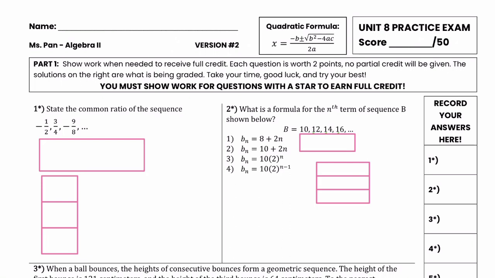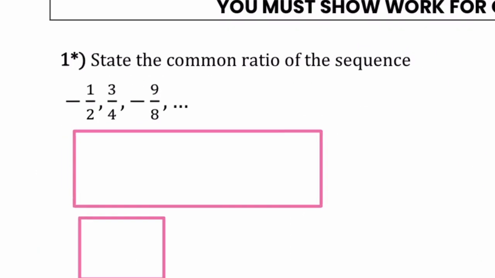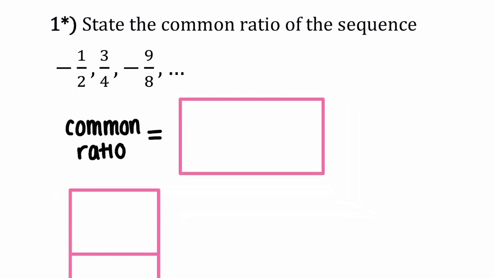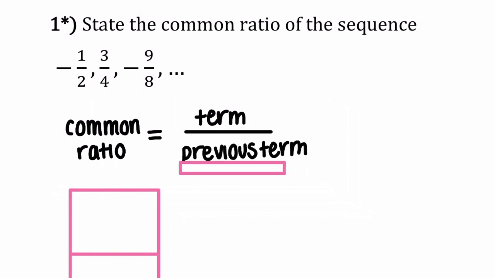Hello everyone. We're looking at Unit 8 Practice Exam version number 2. So looking at our first question, it says state the common ratio of the sequence. So automatically they prompt us, they tell us it's a common ratio. So what we need to remember is that in order to find the common ratio, it's always going to be any term divided by its previous term.